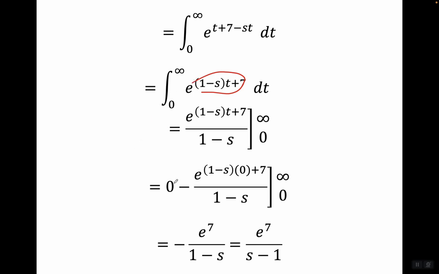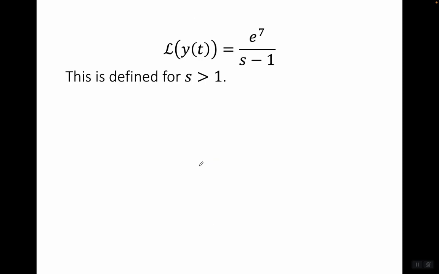As it approaches infinity, this expression just goes to 0. Okay, that's what happens as t approaches infinity. Plug in t equals 0, and we get this. That simplifies to negative e^7 over 1-s. In other words, e^7 over s-1. So that's our answer. That's the Laplace transform: e^7 over s-1.